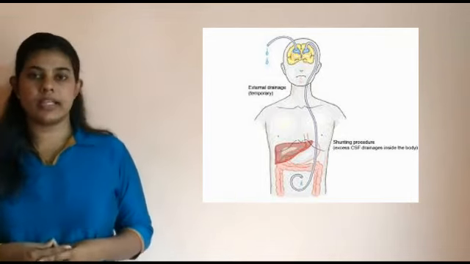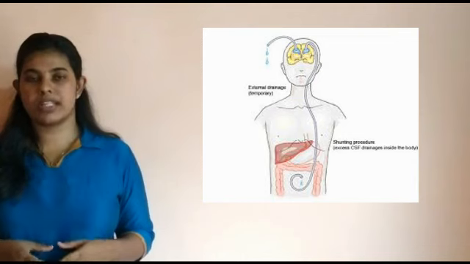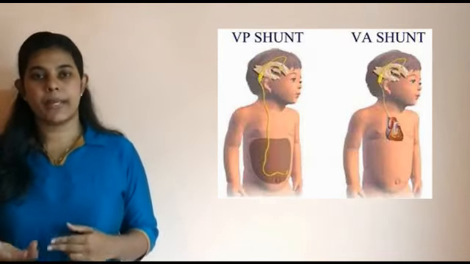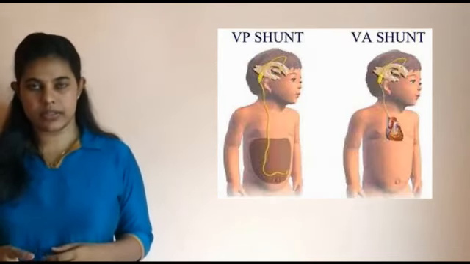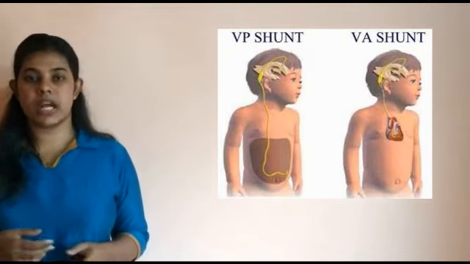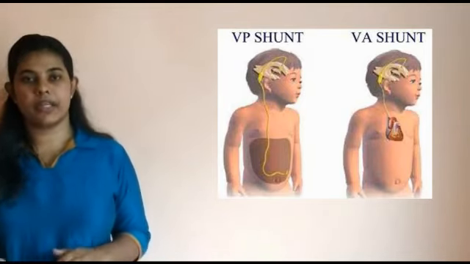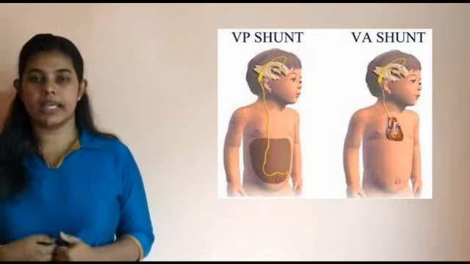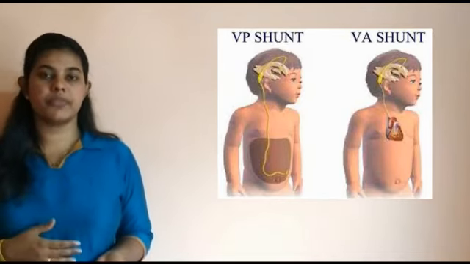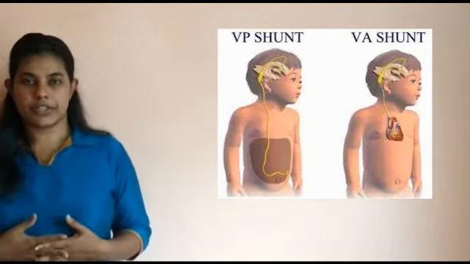In the shunt, there are two shunts. One is a ventriculoperitoneal shunt, and the other is a ventriculoatrial shunt. That is a shunt between the ventricle and the peritoneum, or a shunt between the ventricle and the atrium.